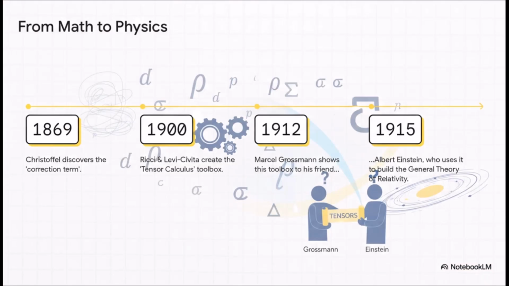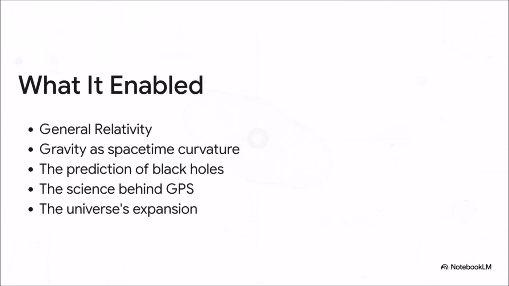I mean, just look at this timeline again. Christoffel figures out the math. A few decades later, Ricci and Levi-Civita package it all up into this brand new toolbox called tensor calculus. And then, in 1912, a mathematician, Marcel Grossmann, sees that his good friend is totally stuck on a physics problem he's been working on for years. And that friend's name was Albert Einstein. Grossmann showed him the toolbox. And that was it. That was the breakthrough. Without this consistent set of rules, including our mysterious minus sign, Einstein could never have written his famous field equations. The language of modern cosmology would literally not exist.